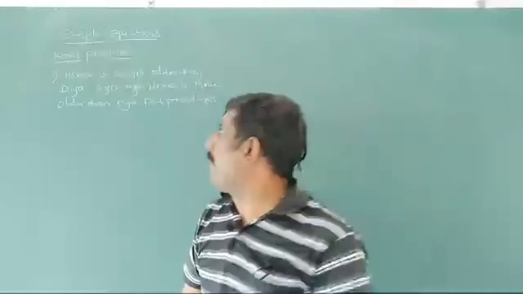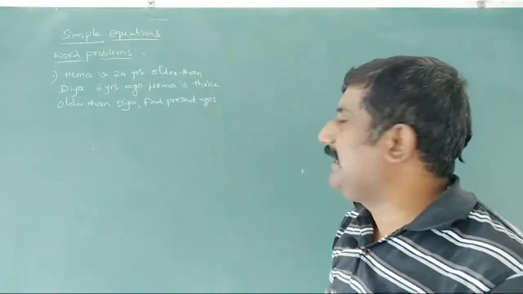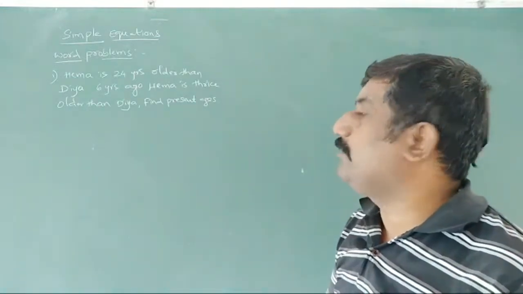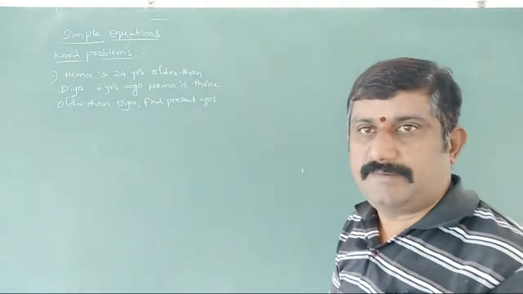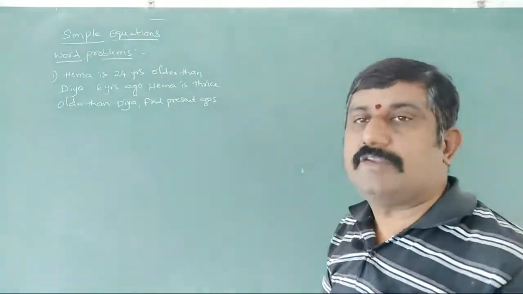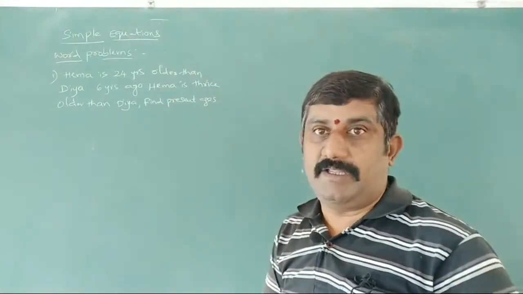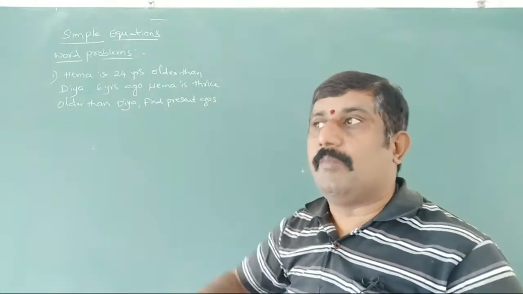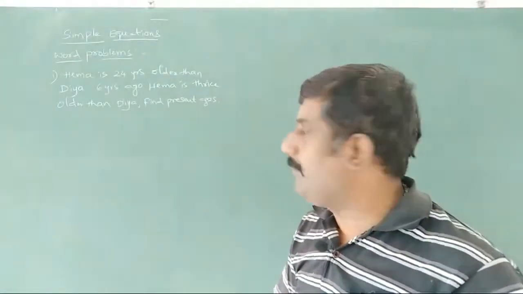Problem I'm taking here. Hema is 24 years older than Dia. 6 years ago, Hema is thrice older than Dia. Find present ages. So what is given here? At present, Hema is 24 years older than Dia. That means, suppose if I am taking Dia's age is X, then Hema's will be more. How much? 24 more years, nothing but X plus 24.